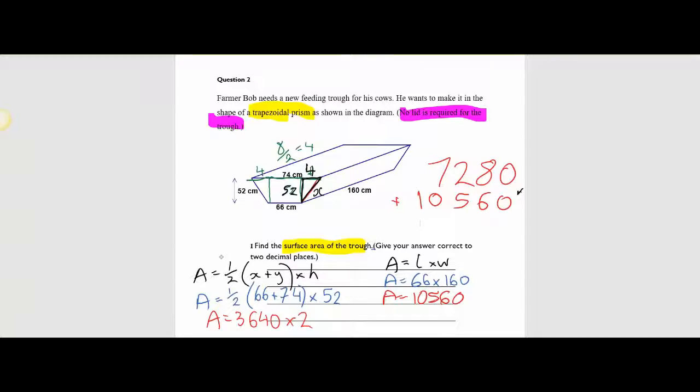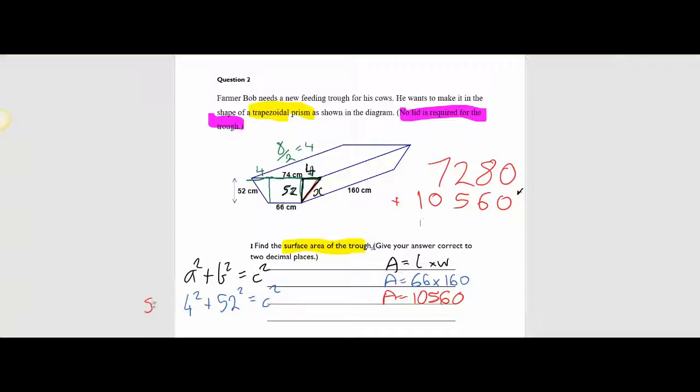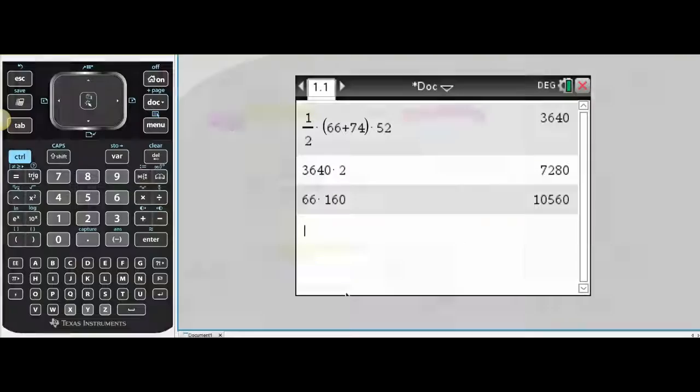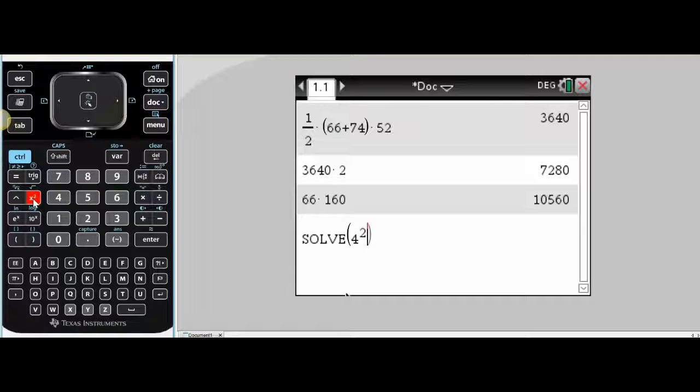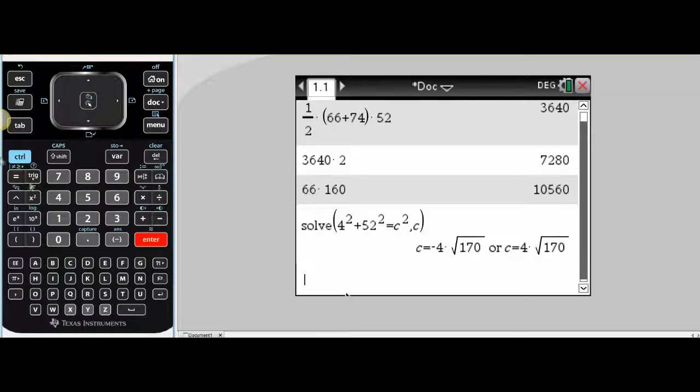So to work it out, we're going to use Pythagoras. Pythagoras: a squared plus b squared equals c squared. We're going to substitute in what we know. So that is 4 squared plus 52 squared equals c squared. And we're going to put that into solve for c. So solve 4 squared plus 52 squared equals c squared, comma c equals, we get a strange answer.